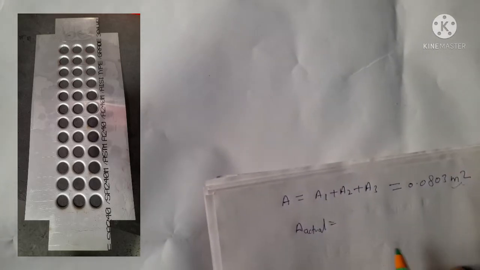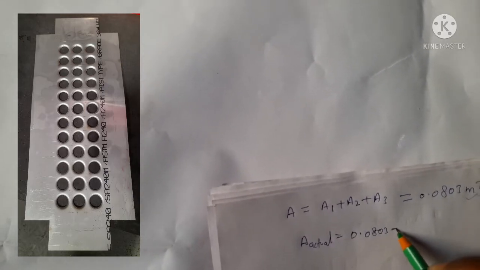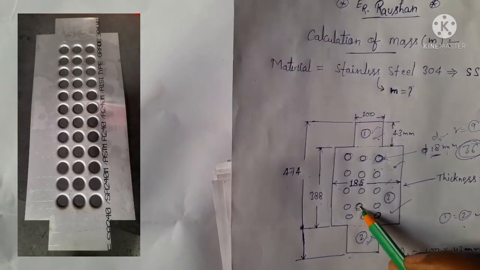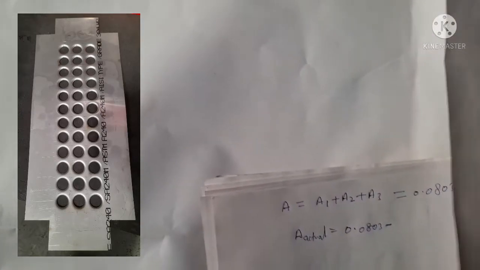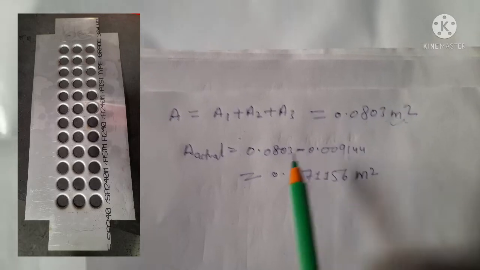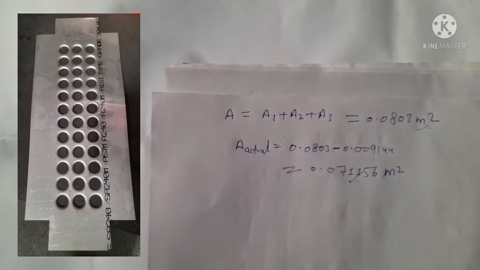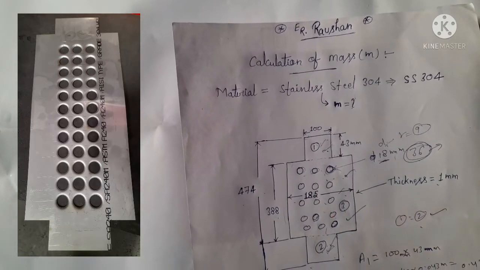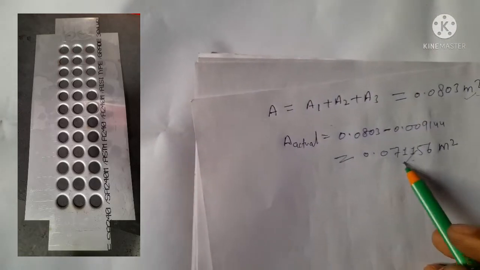So what is the actual area? It means this area, 0.0803, minus the hole area 0.009144. After subtraction we get this value, and this is the actual area. That means from the total plate we subtract the area of the 36 holes, and so we find the actual area.